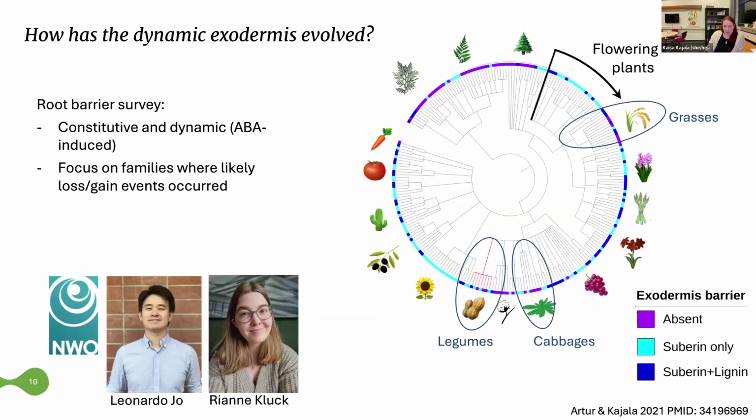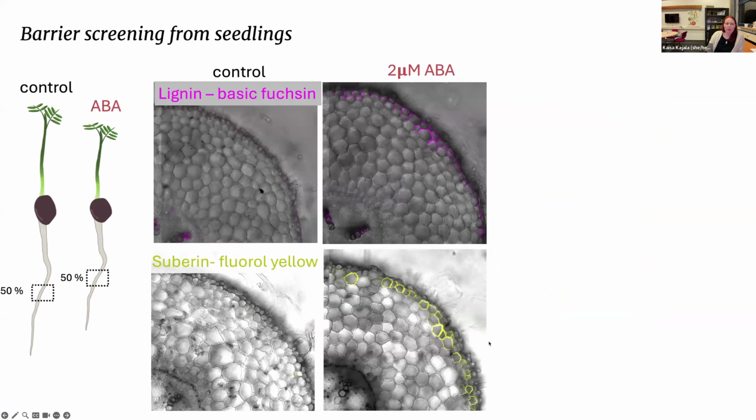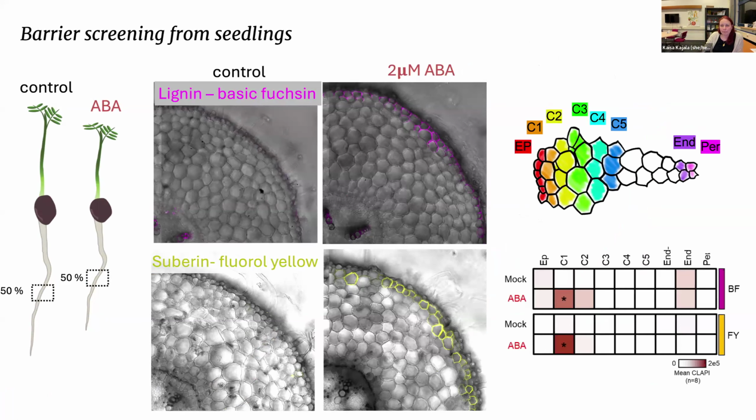So today I'm going to focus on the legume story, and we have a little preprint out of this as of January. So a lot of the data that I'll be showing can be found in the preprint as well. So this is how we screen our plants. As an example, a chickpea: we grow them for a few days on plates, then give them a 24-hour treatment of either control, so half MS, or 2 micromolar ABA. And then we section and stain the roots, looking for lignin stained by basic fuchsin, or suberin stained by fluorol yellow. And then we quantify the intensity of the signal.